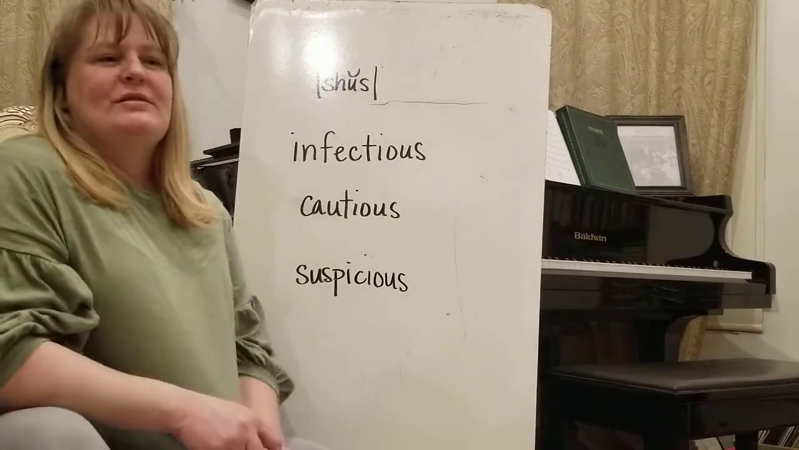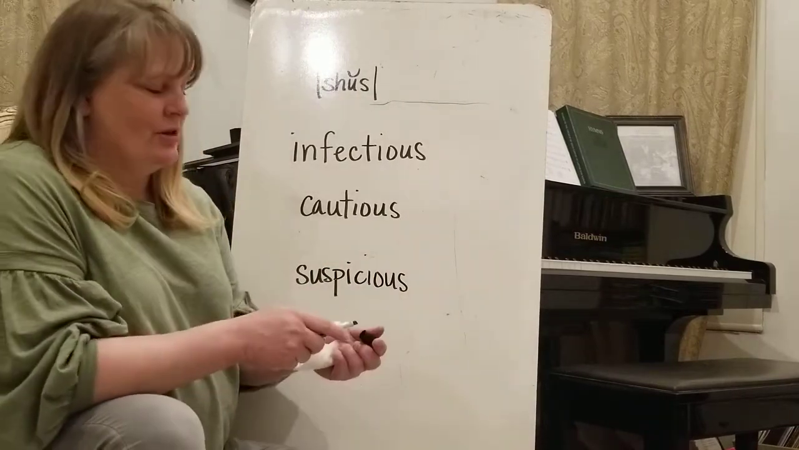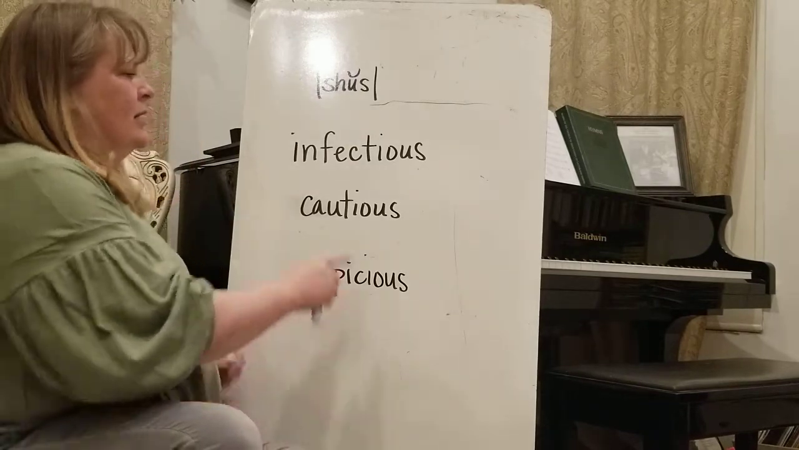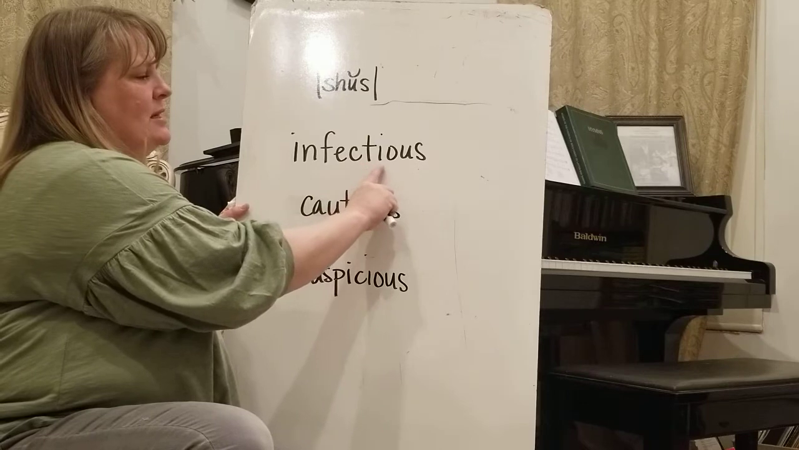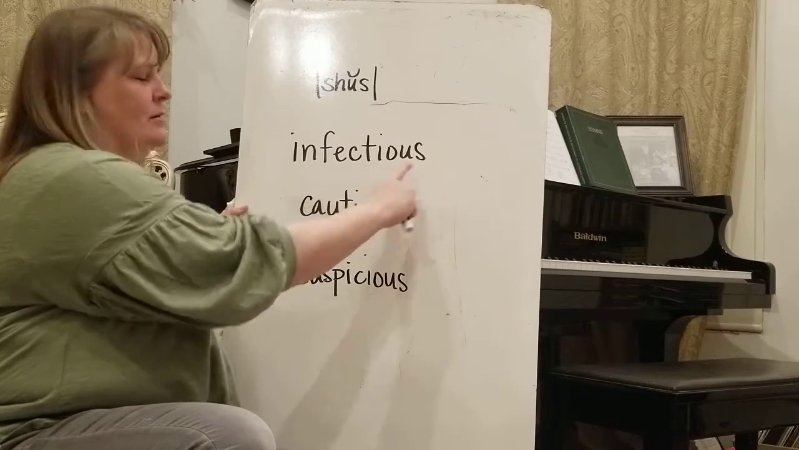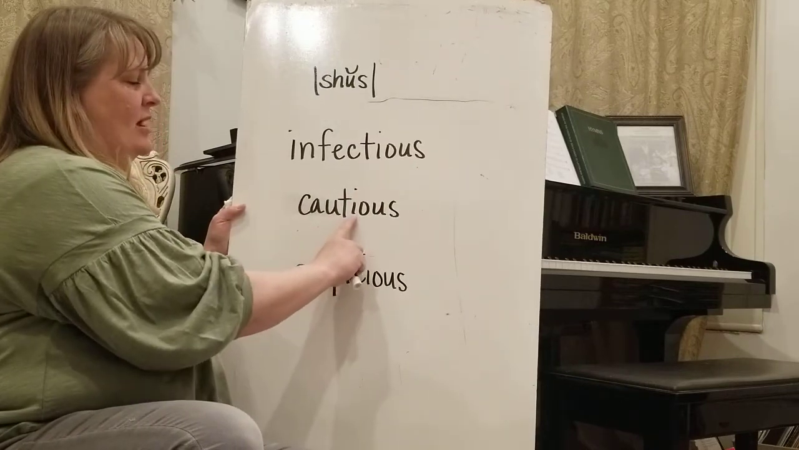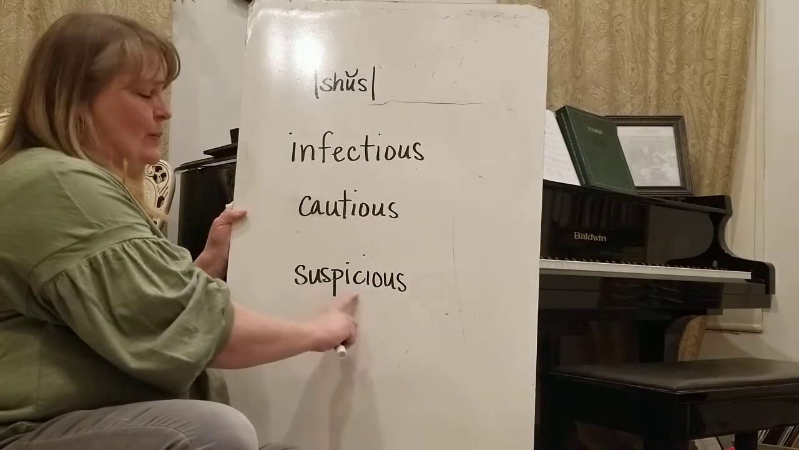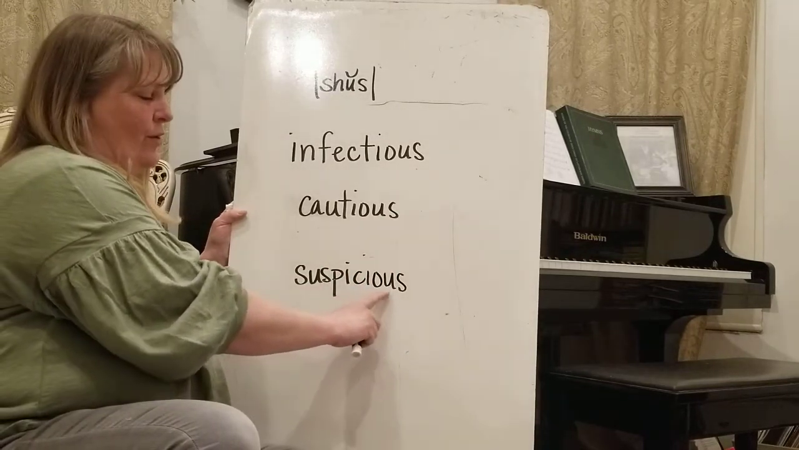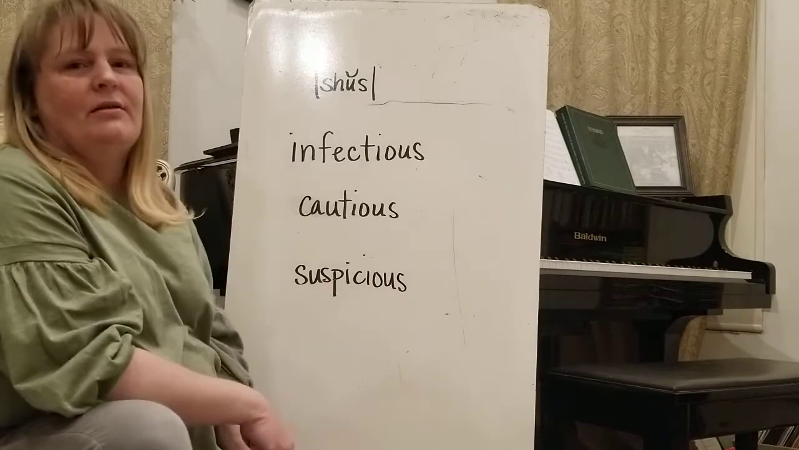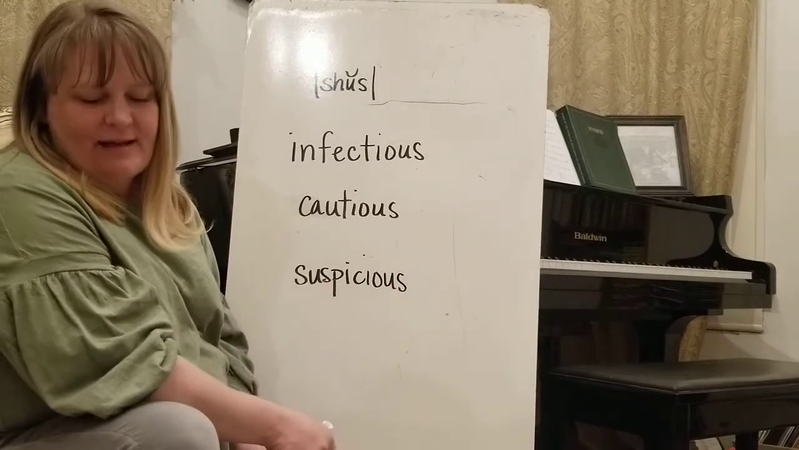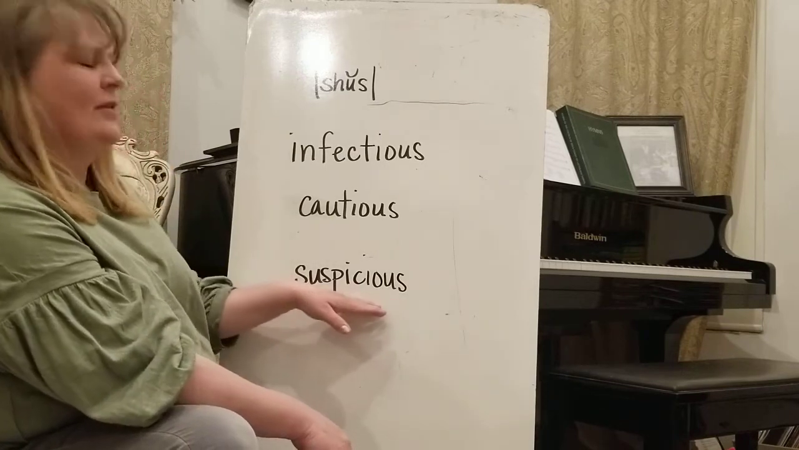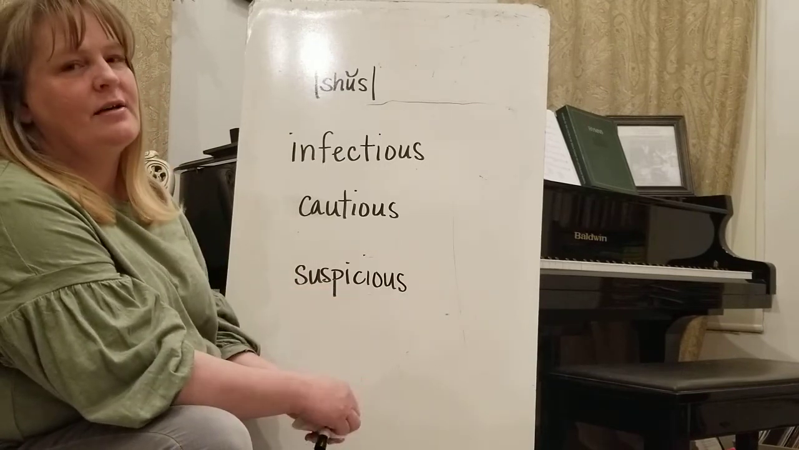Okay, can you see which groups of letters are making that shus sound? In infectious, we have a T-I-O-U-S. Cautious, we have T-I-O-U-S. Those two are the same. And in suspicious, we have a C-I-O-U-S, saying the shus sound. Well, do you think that this shus on the end of a word is a suffix?